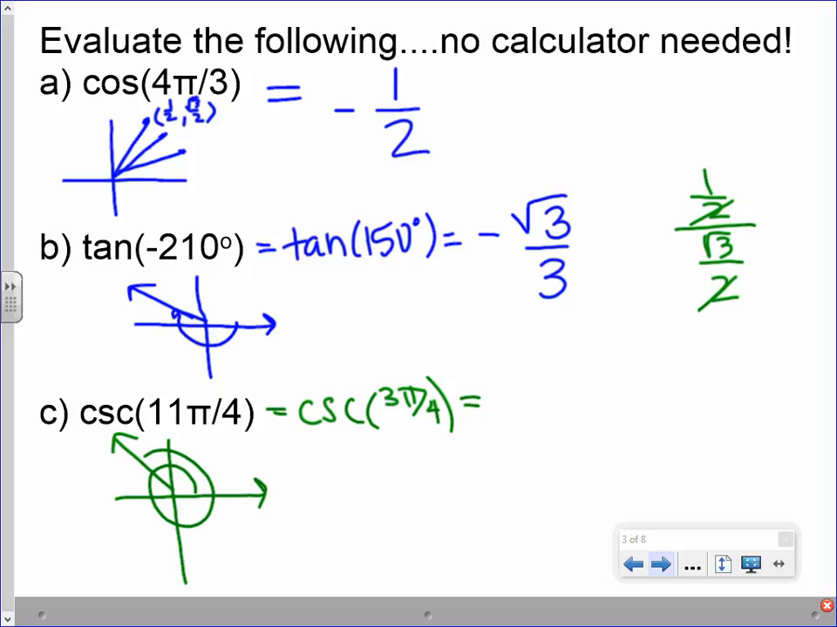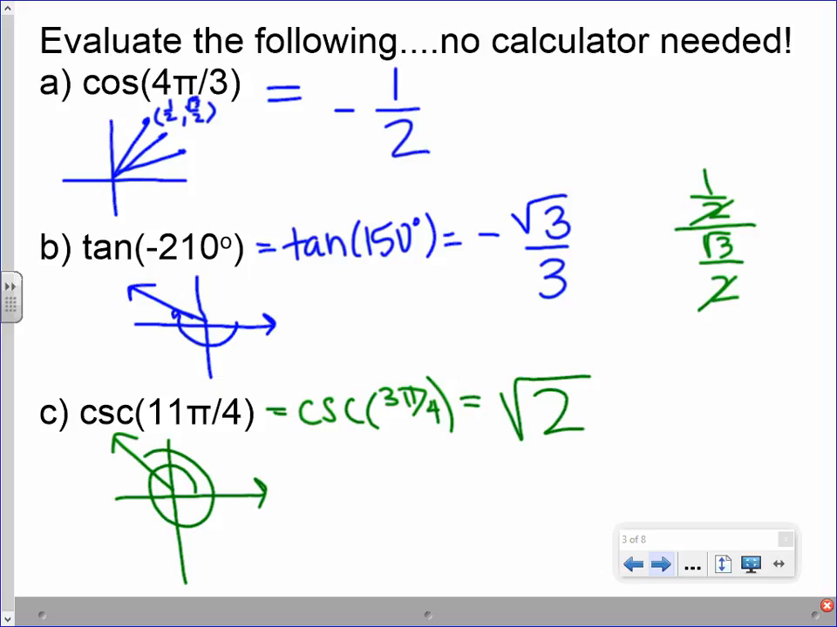What's our reference angle? 45 degrees. Okay. Cosecant is the reciprocal of sine. What's the sine of 3 pi over 4? Right, radical 2 over 2. Okay, so when we take the reciprocal of that, what do we get? 2 over radical 2. Which is radical 2. Okay, go ahead and reduce that. All right. Since we're in the second quadrant, cosecant, the reciprocal of sine, would be positive.